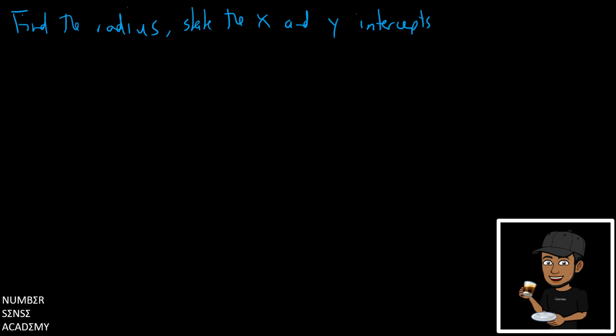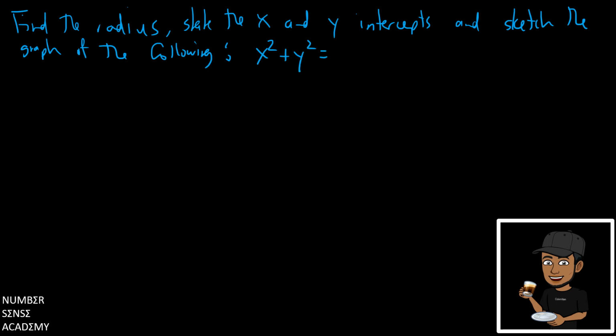Okay, so let's look at some quick examples. Example 1. Find the radius, state the x and y intercepts, and sketch the graph of the following. So the equation is x squared plus y squared equals 36.